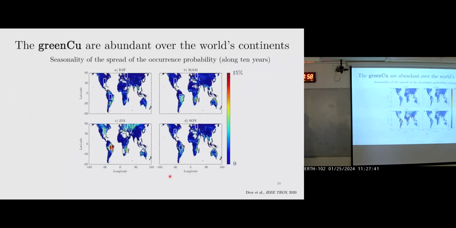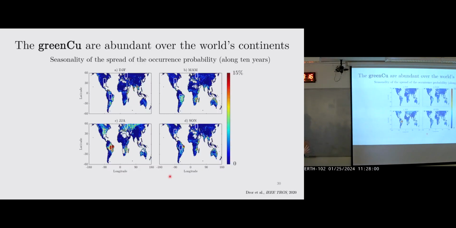We did it over 10 years, over all of the seasons, and we have the seasonality of the geographical spread of the occurrences of these green cumulus clouds. And you have here the different seasons, and I have marked in these white rectangles the areas over which we classified.